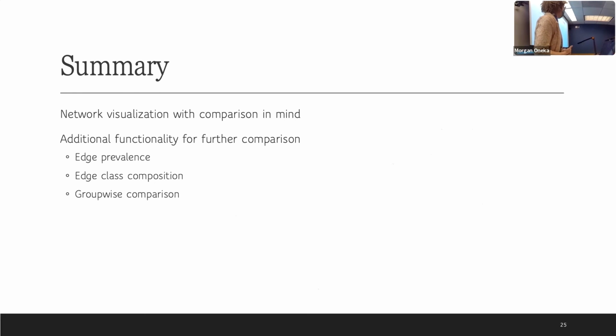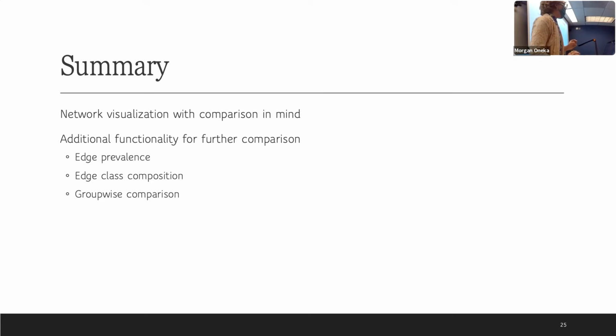And so that is basically what I have so far for Diner, the first R package I've ever really made in my life. To summarize, it's a network visualization with comparison in mind. There's some additional functionality for further comparison, whether you want to look at the prevalence of edges between a pair of nodes, at edge class composition, and then specifically comparing among different groups. My example looked at a cell pair interaction enrichment network, but this could be useful for other applications as well. I've used it a little bit with small subsets of gene co-expression networks.